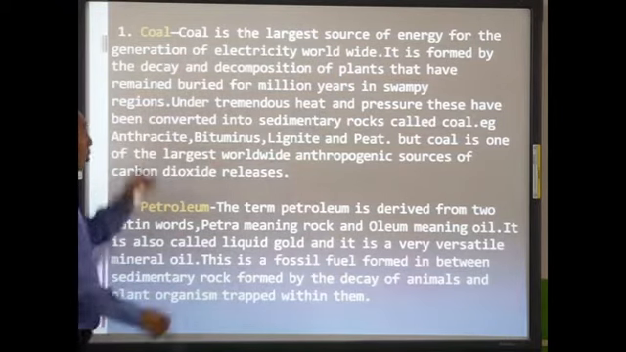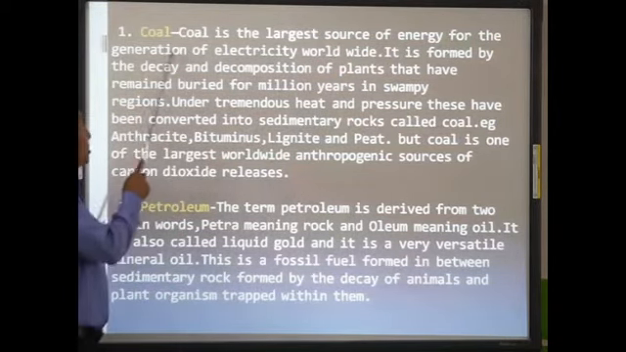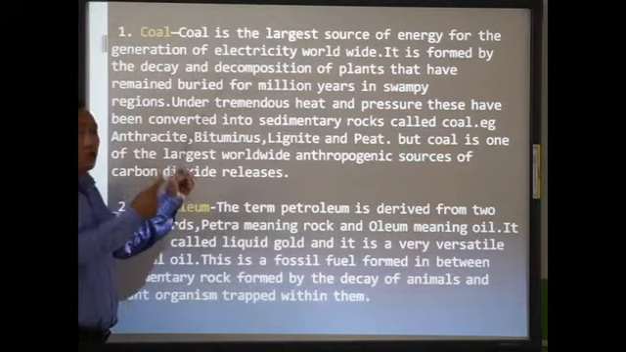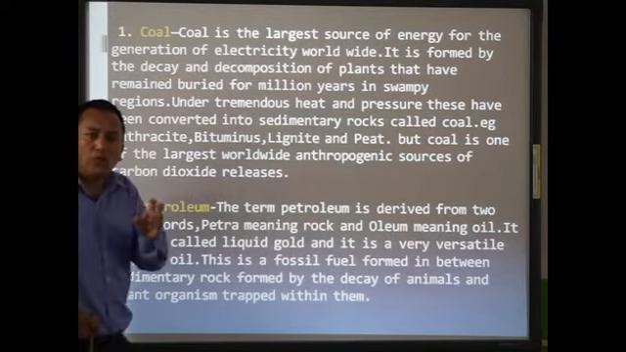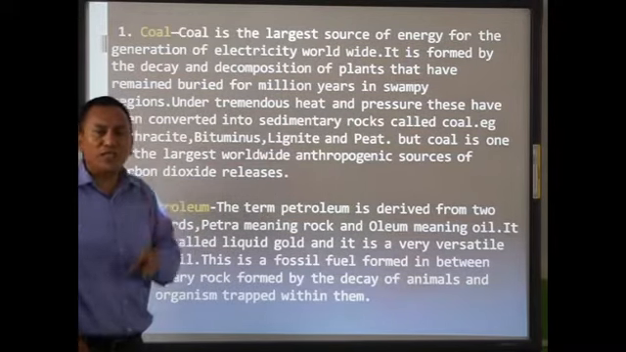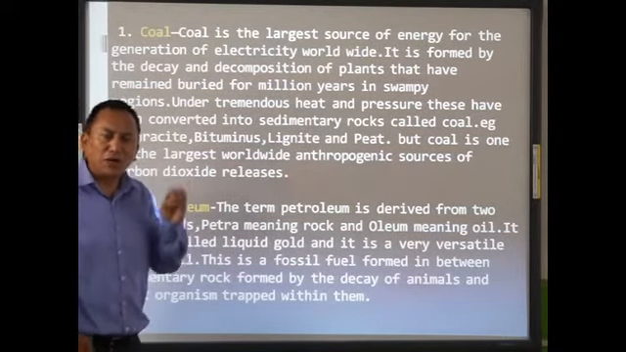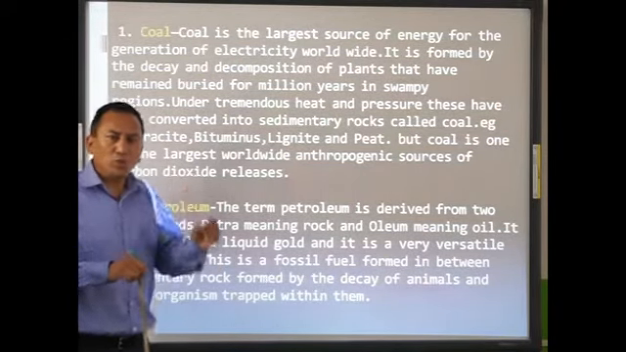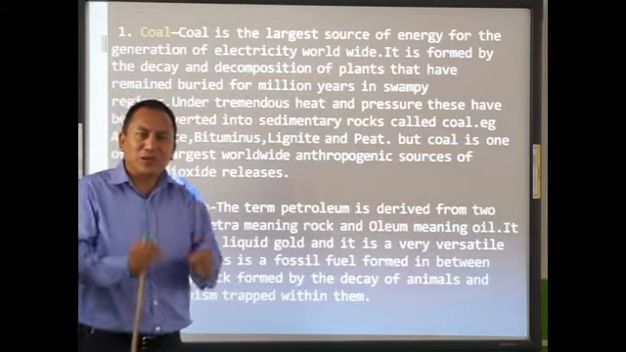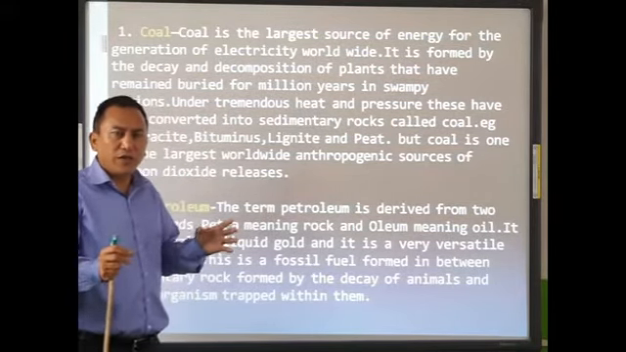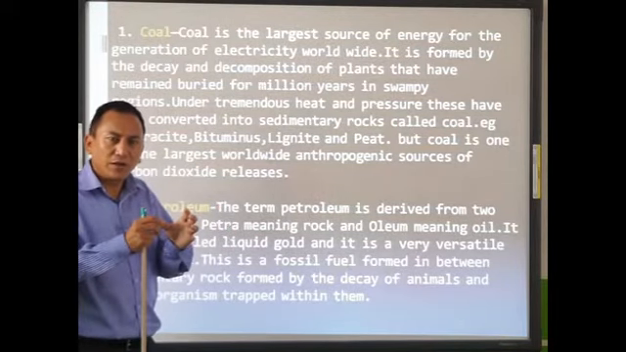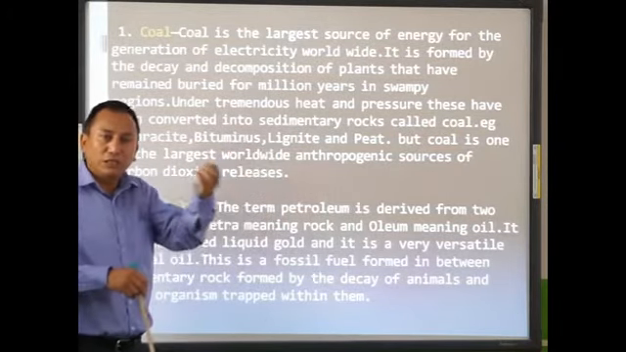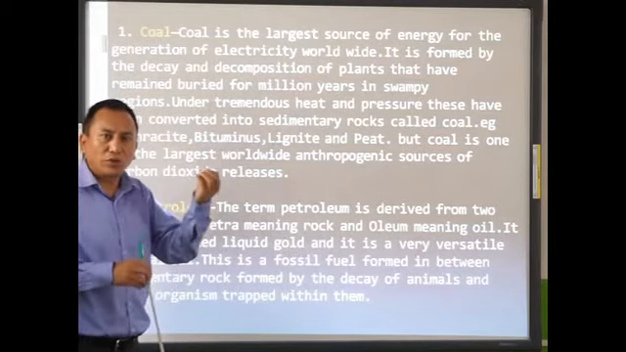Coal is the largest source of energy for the generation of electricity worldwide. It is formed by the decay and decomposition of plants deep under the ground, which took millions of years to form. That means coal basically formed when the plants decayed deep under the ground for millions of years. And because of the tremendous heat and pressure, they got burnt up and turned into sedimentary rocks, which later on formed what we call coal.